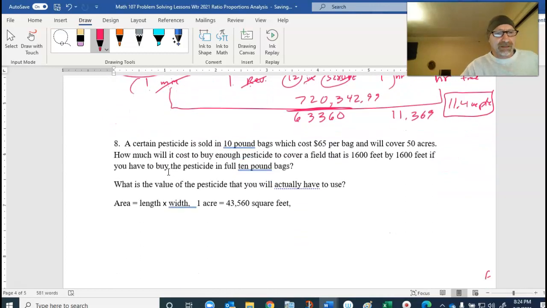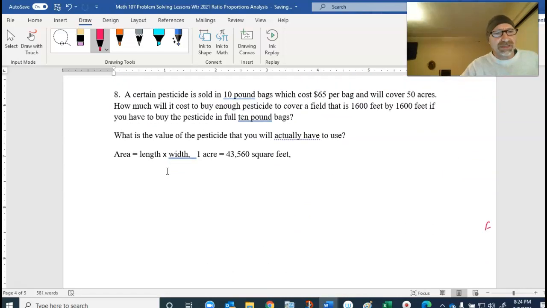Okay, number 8. A certain pesticide is sold in 10-pound bags, which cost $65 per bag and will cover 50 acres. How much will it cost to buy enough pesticide to cover a field that is 1,600 feet by 1,600 feet if you have to buy the pesticide in full 10-pound bags? And then it asks, what is the value of the pesticide that you will actually have to use? Okay, so we'll probably end up buying more than we have to use because you're only supposed to use 10 pounds for 50 acres, right?